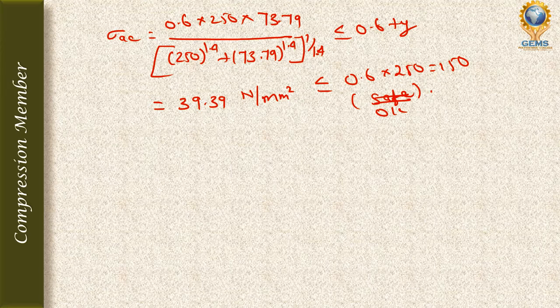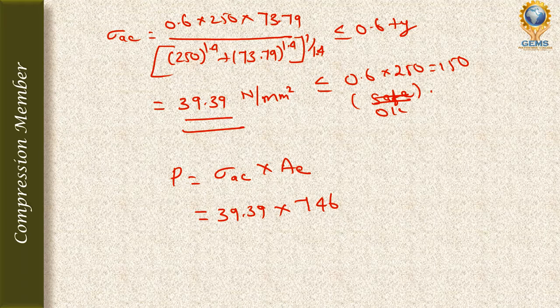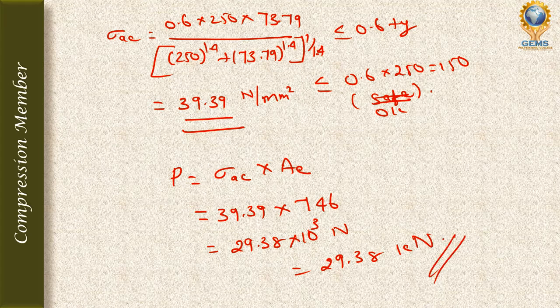Then we go for the maximum compressive load carrying capacity of the strut. P is equal to sigma AC into AE. Sigma AC we already found out, 39.39, into the area value, that is 746. So we will get it as 29.38 into 10 to the power 3 Newton, or 29.38 kilonewton. So this is the answer for problem number 1.